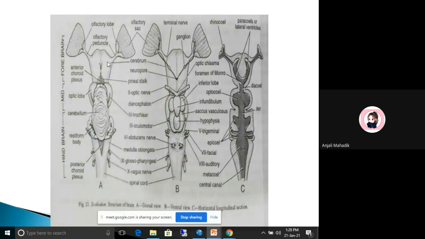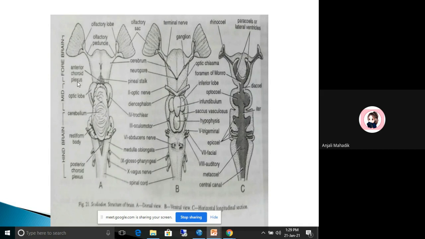The cerebrum is an undivided rectangular part. When it is equally divided, it is called the cerebral hemisphere. This is the pineal body and pineal stalk, and below them is the diencephalon, which is covered by the cerebellum and also the optic lobes. So this is the dorsal roof of the diencephalon, called the anterior choroid plexus.